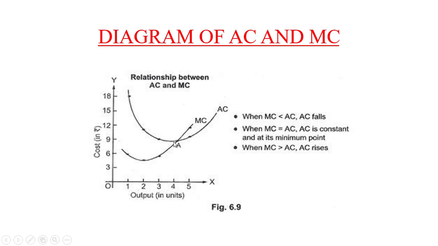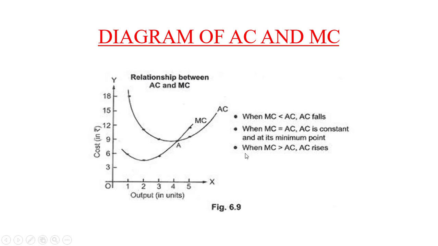AC is falling, right? When MC is equal to AC, here it is intersecting, right? So this is the point where it is at the minimum point and it is equal. This is the second stage. Now you see, MC is going higher than the AC. When MC is higher than the AC, then AC is also increasing, right?